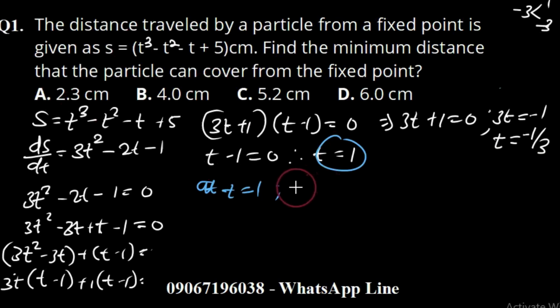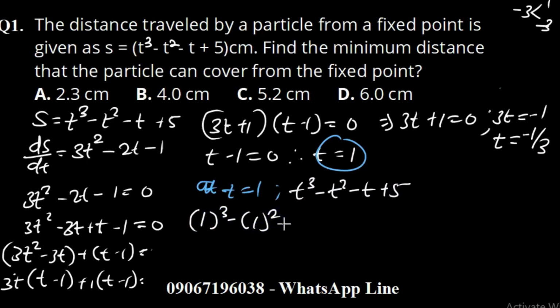So we're going to have t raised to the power 3 minus t squared minus t plus 5. This is going to give us 1 cube minus 1 square minus 1 plus 5. If we go ahead, this gives us 1 minus 1, and then minus 1 plus 5. Therefore, we finally get 4. Take note of that.